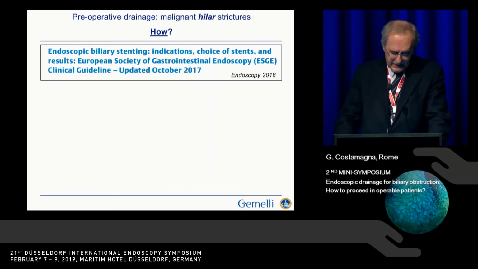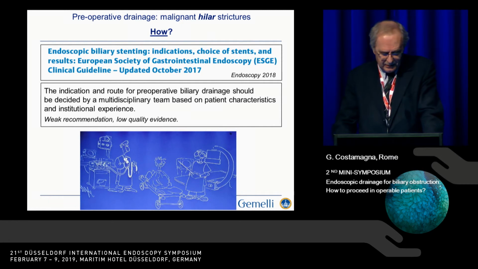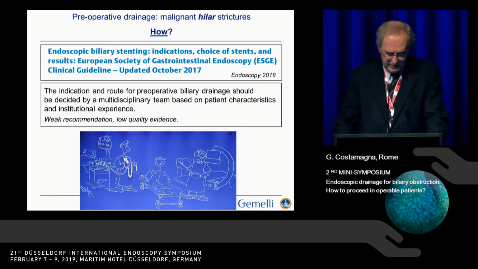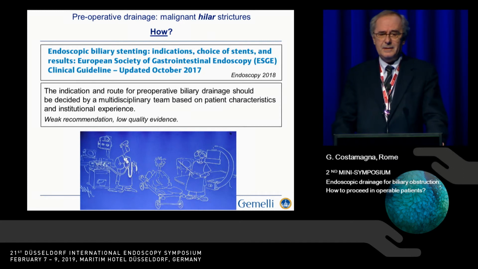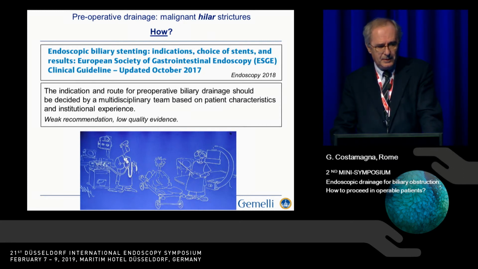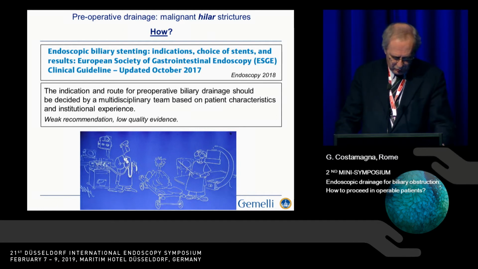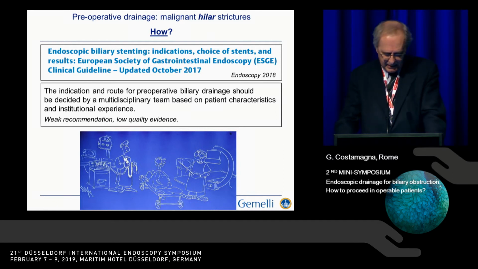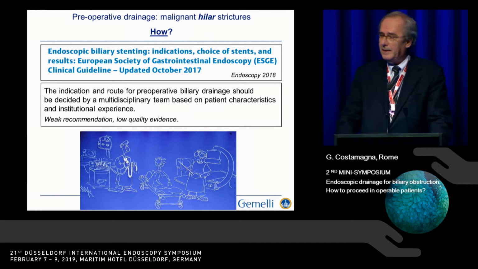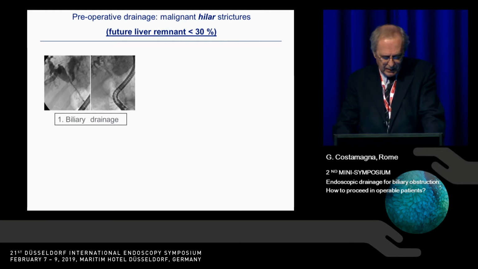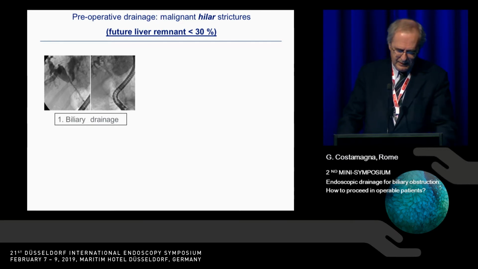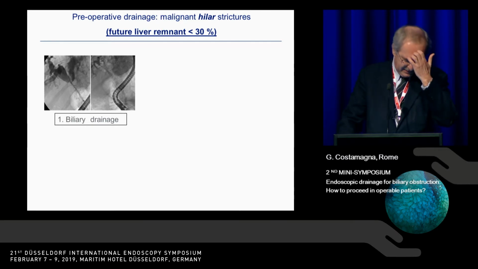How to drain? Again, the suggestion of the ESGE is that it depends on the multidisciplinary discussion and the institutional experience. It depends how the local team is able to approach this difficult stricture endoscopically, but very often we need a combined approach, endoscopically and percutaneously. This is the situation when the liver remnant is considered to be less than 30%. First step is the biliary drainage.